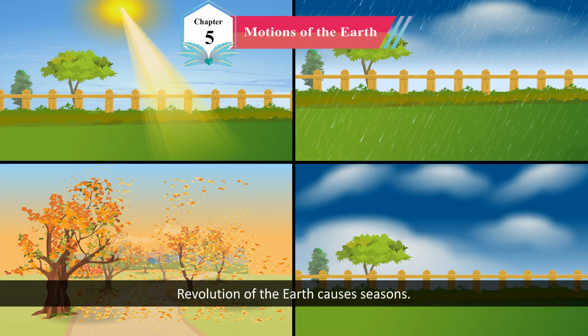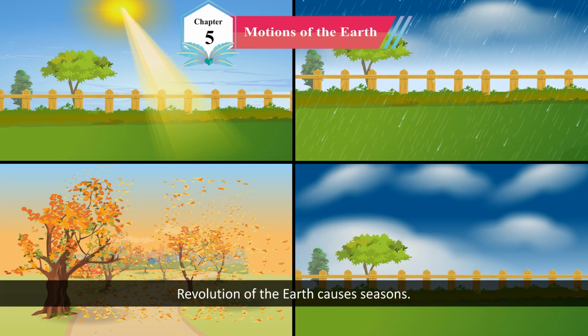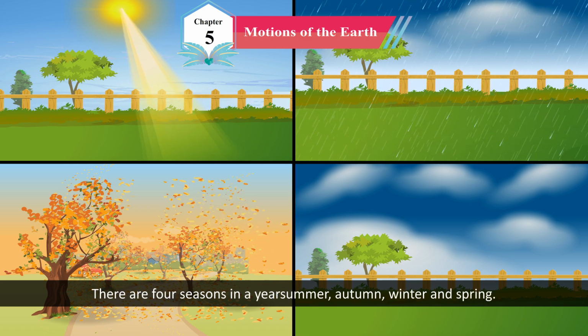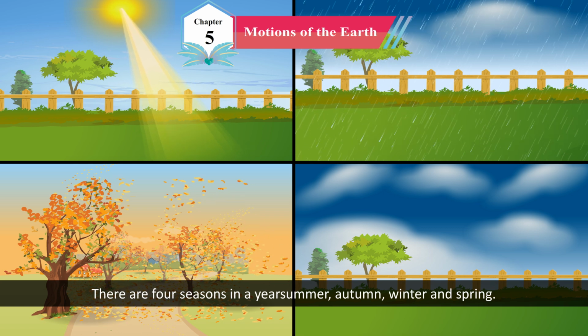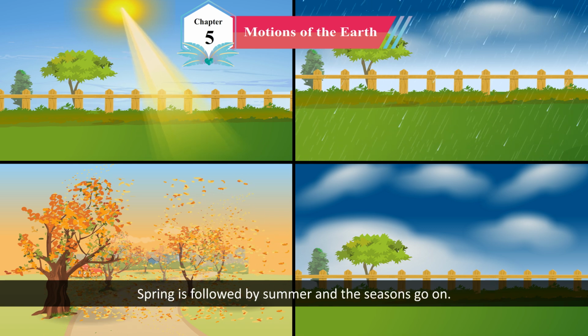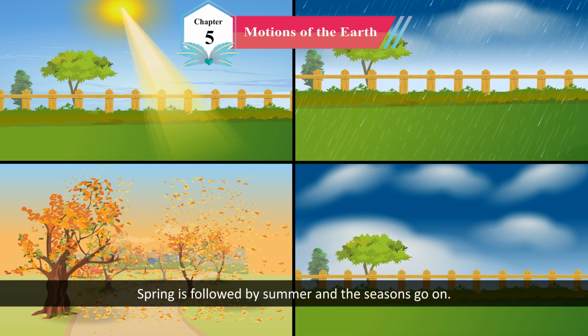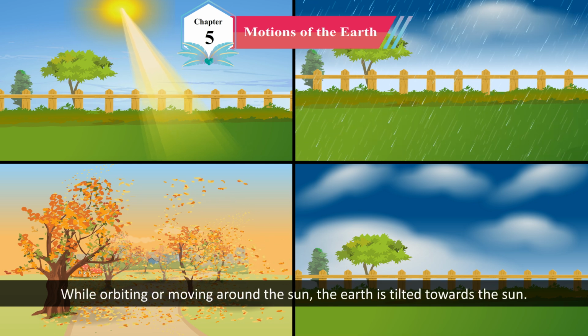Seasons. Revolution of the Earth causes seasons. There are 4 seasons in a year: summer, autumn, winter and spring. Spring is followed by summer and the seasons go on.